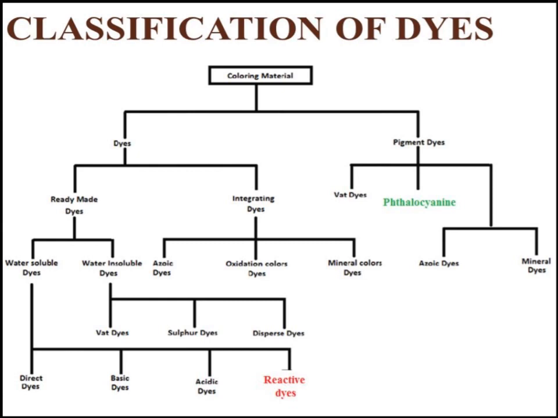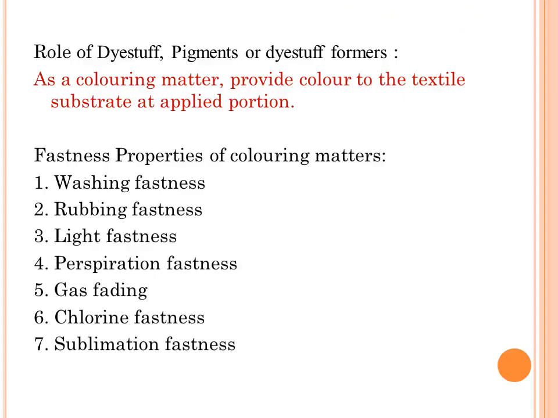In case of pigments, since they do not have affinity for the textile substrate, we need to apply them with the help of some binders. So binders basically get cross-linked with the textile substrate, and this is how the pigments are bound to the textile substrate. So the role of dyestuff, pigment or dyestuff formers is as a coloring matter to provide color to the textile substrate at the applied portion.